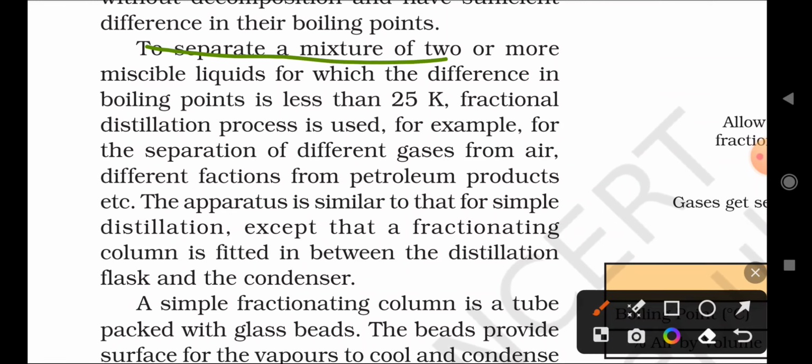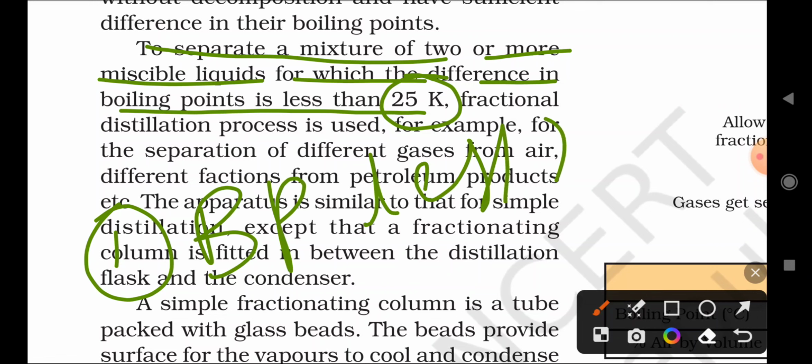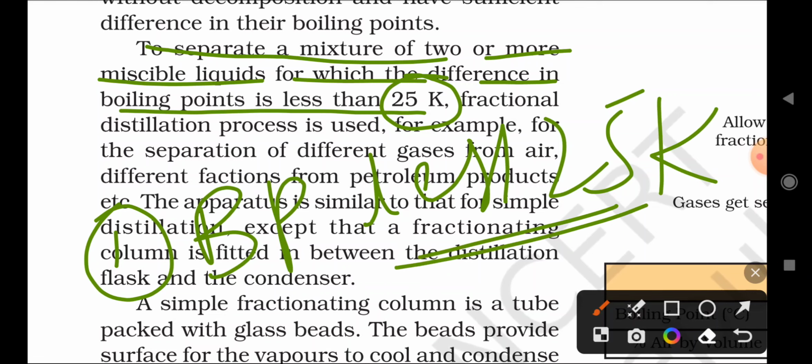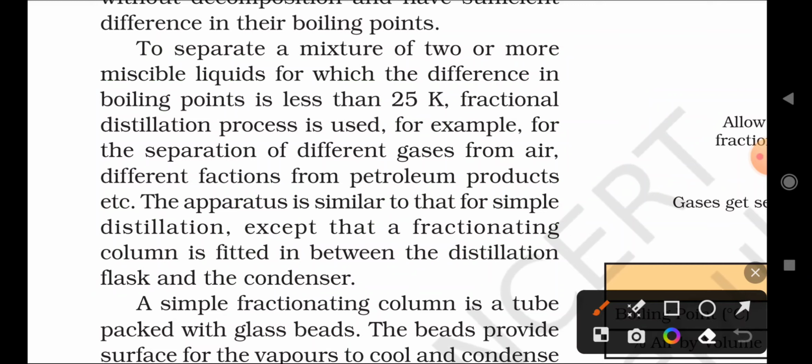To separate a mixture of two or more miscible liquids for which the difference in their boiling point is less than 25 Kelvin. As already discussed, to separate the miscible liquids, they must have a difference in boiling point. The difference between the two miscible liquids must be less than 25 Kelvin. Then we can easily separate the miscible solutions.